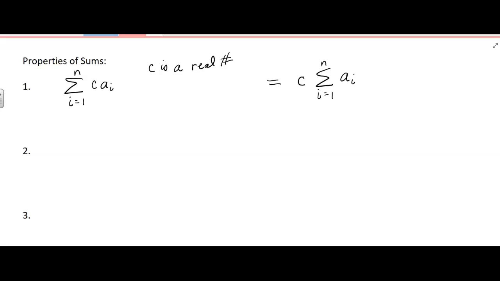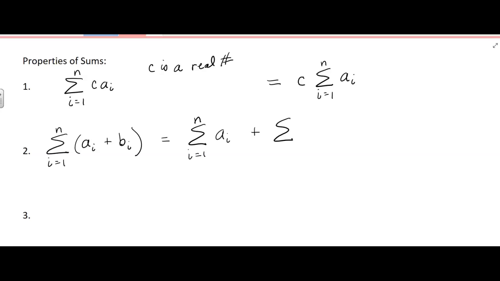So those are equivalent. Now, if you have the summation, i going from 1 to n, of a sub i, a sequence with a term, plus another sequence b sub i, well, you could split those up. You could say it's the summation i equals 1 to n of a sub i plus the summation of i equals 1 to n of b sub i. So it doesn't matter. You could add up all the a terms and then add up all the b terms and add them together, or you could add each a and b together and then add those all up. So it'd be the same thing.